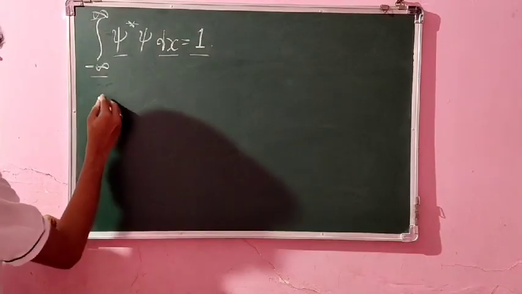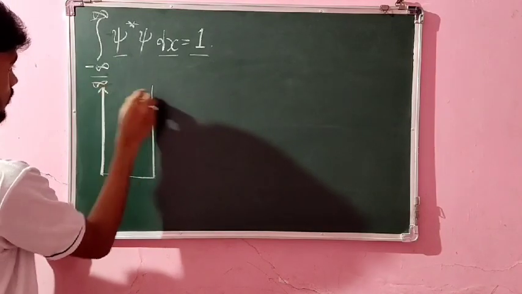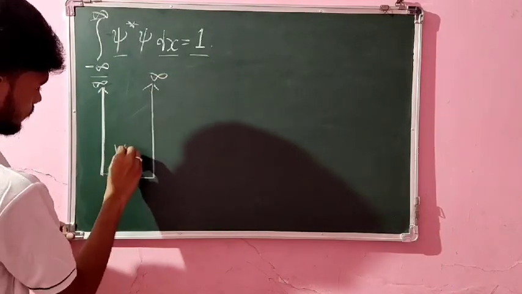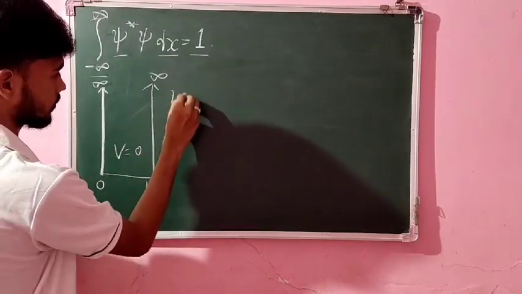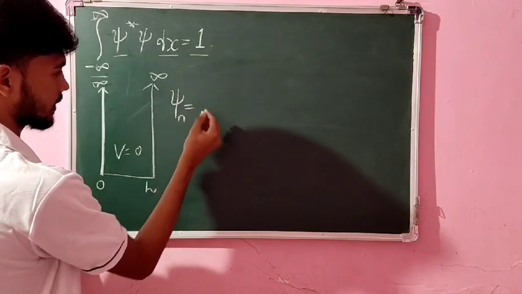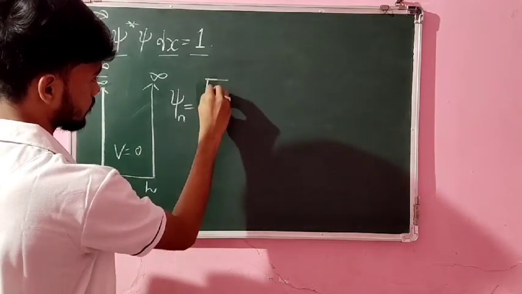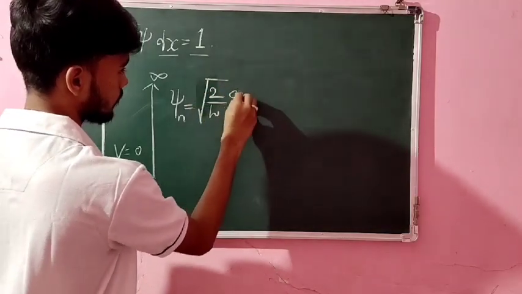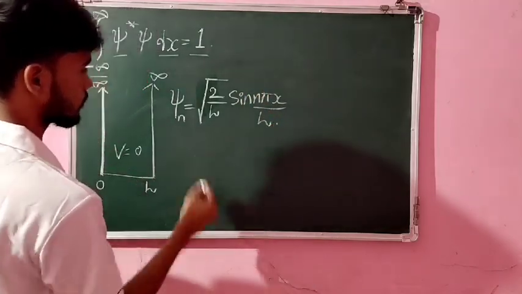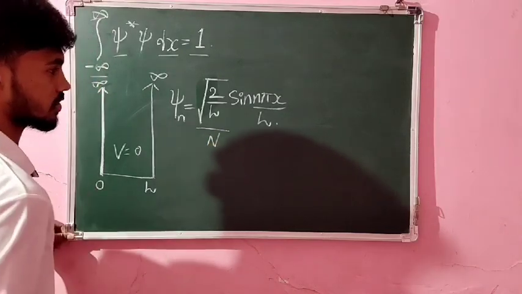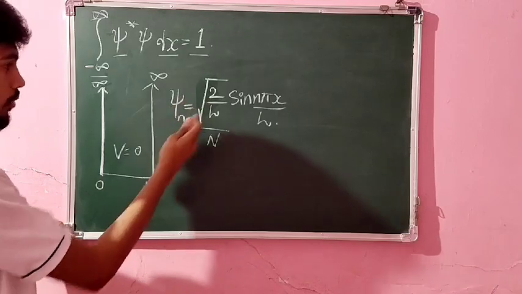So let's consider the 1D box, an infinite potential one-dimensional box. Its wave function for the nth state is under root 2 by L sine n pi x by L. Here the prefactor is the normalization constant N, and we have to find this constant.